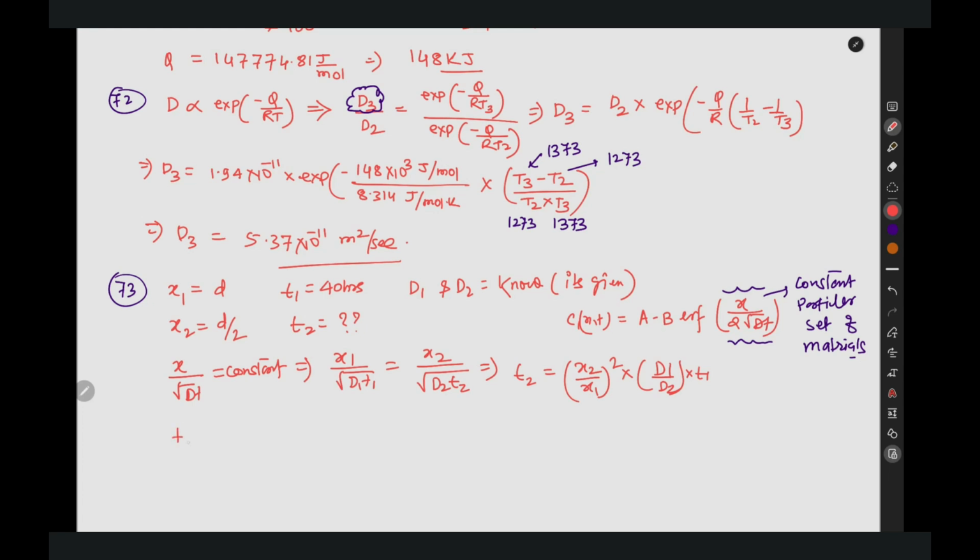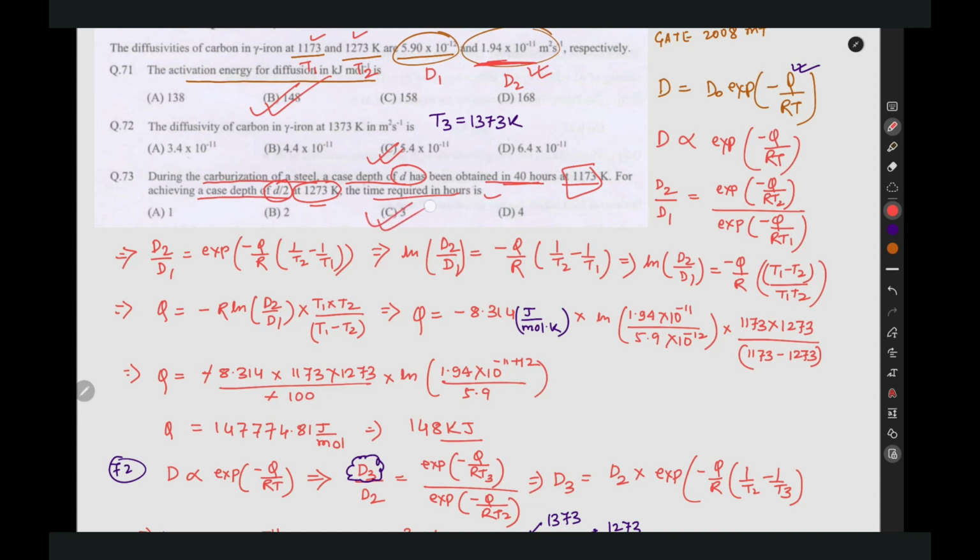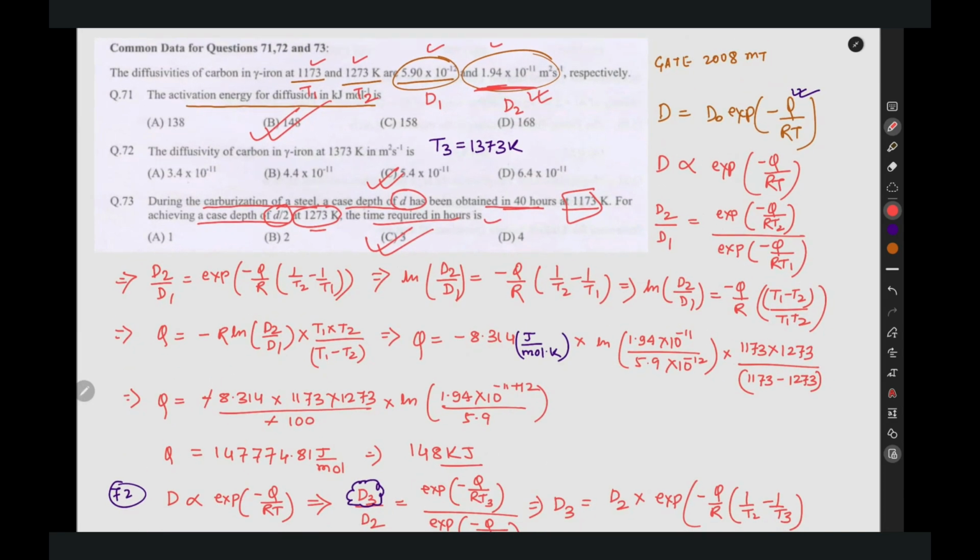So after substituting the value, t2 equal to, we will get D by 2 divided by D for x1 to the whole square into 5.9 into 10 power minus 12 by 1.94 into 10 power minus 11 into t1 as 40 hours. After calculating, we will get t2 equals 3.04123 hours, which is approximately t2 equals 3 hours. So question number 73, 3 hours is the correct answer. So now we will move to the next set of questions.